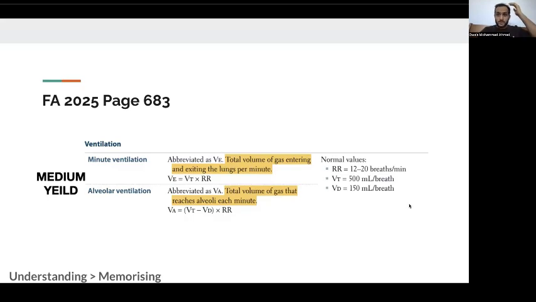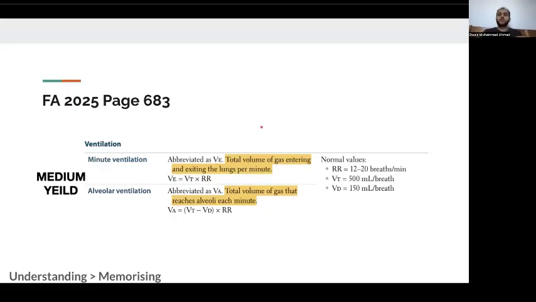Okay, guys. So I thought I might speak a little bit about the ventilation. So we have minute ventilation over here and alveolar ventilation. So what is minute ventilation? Minute ventilation is essentially abbreviated as VE. Now, why is it abbreviated as VE? Well, the reason that we do this is because it's a volume exhaled.